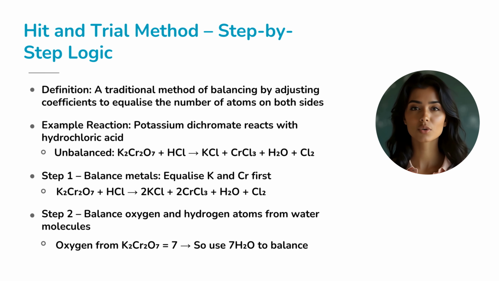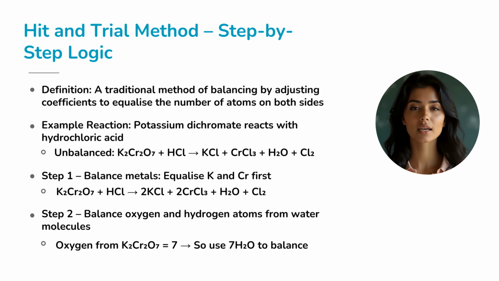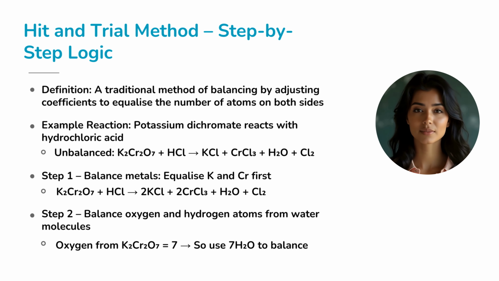7H2O means we have 14 hydrogen atoms on the right. To match this, we place a 14 in front of HCl on the left. Lastly, balance chlorine atoms. 14 HCl contains 14 chlorine atoms. On the product side, we already have 2 from KCl, 6 from 2 CrCl3, and the rest 6 from 3 Cl2 molecules. That's a total of 14. So, the balanced equation is.